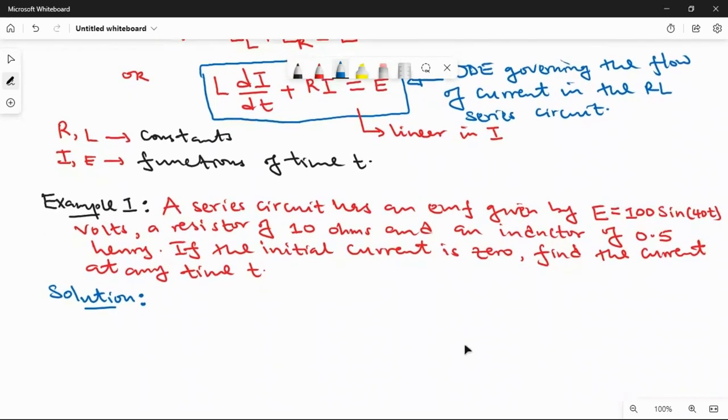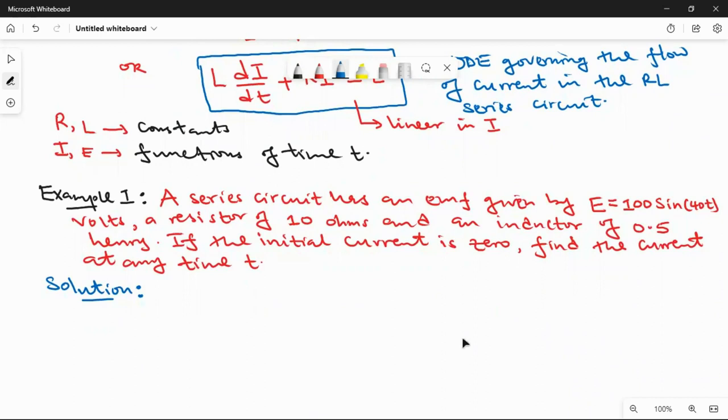Of course, we know the ODE governing the flow of current in the circuit. So we'll write the ODE, but before that, let's see what we have been given. You just analyze this. You can write, given that our E is equal to 100 sine 40t. That's a function of time.